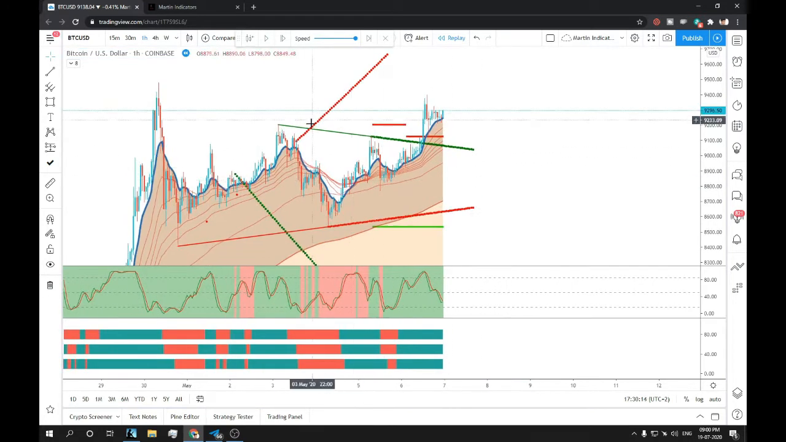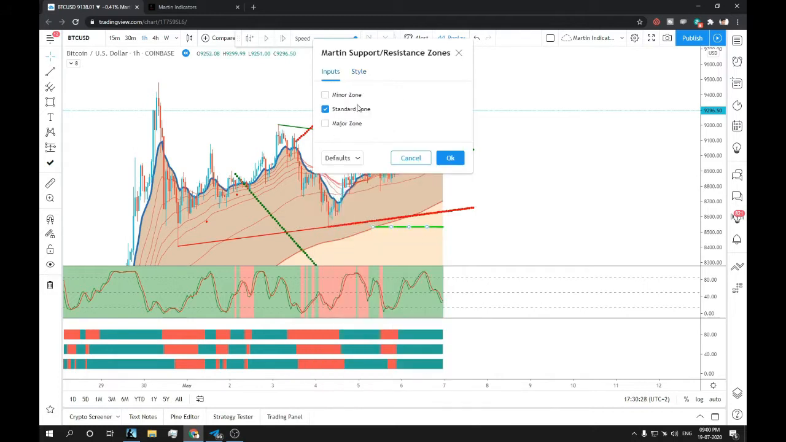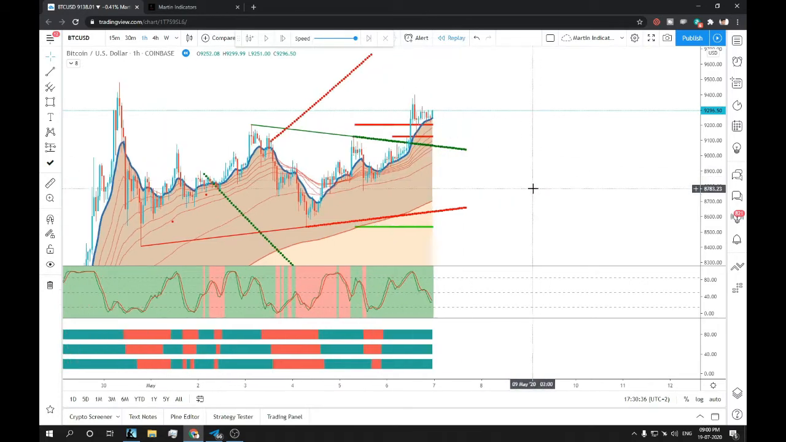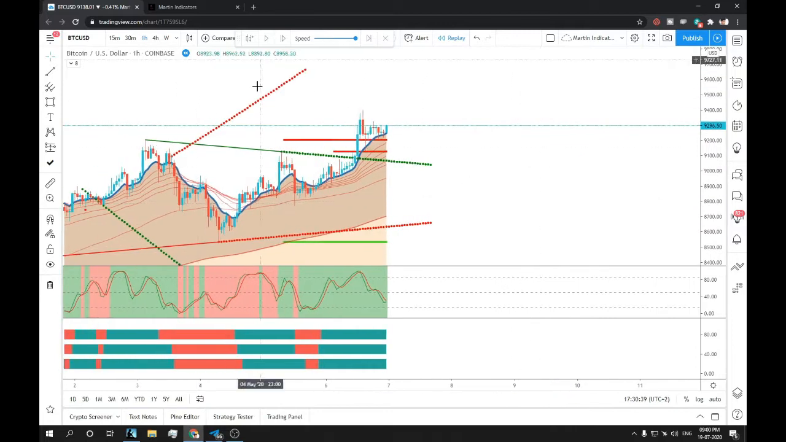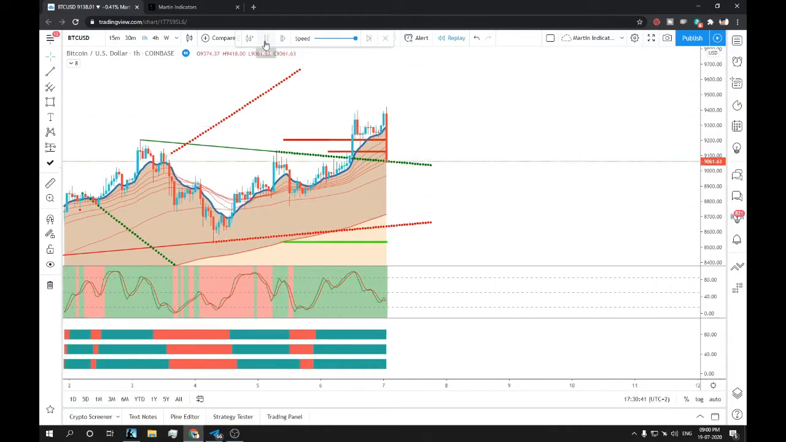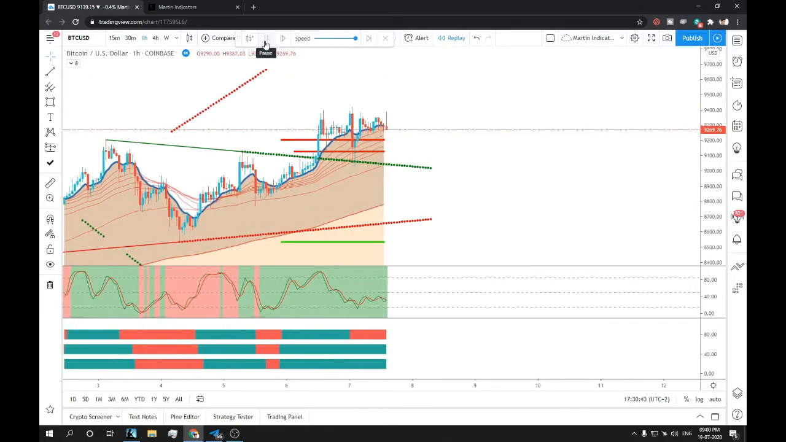So yeah, we use auto trend line for seeing the supports or resistance in terms of trend lines, and Martin stochastic support or resistance is over here, which you can see. It will show you the resistance and support, and you can change your settings to minor, major, standard, whichever you want, but we will use these two settings, standard and major zone. So let's move on. As of now we have no signal, so let's wait for the next signal.